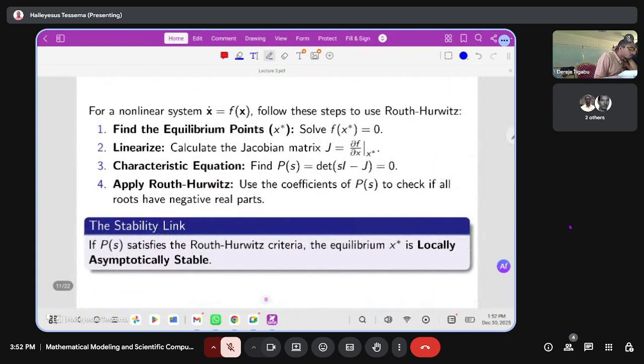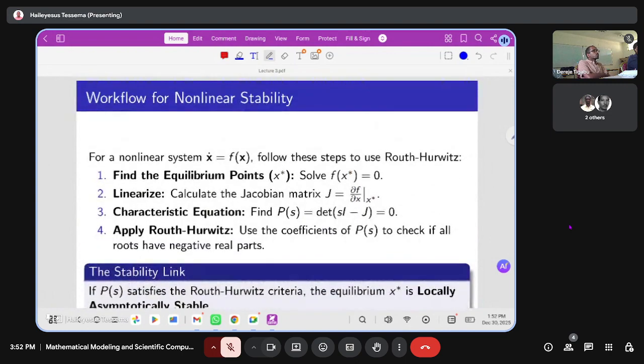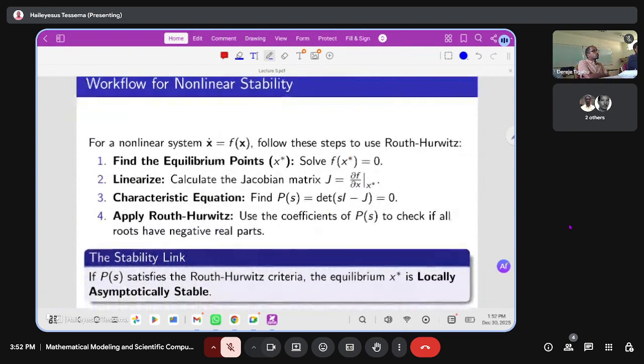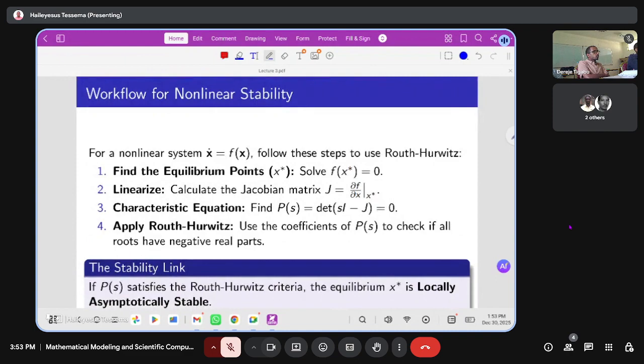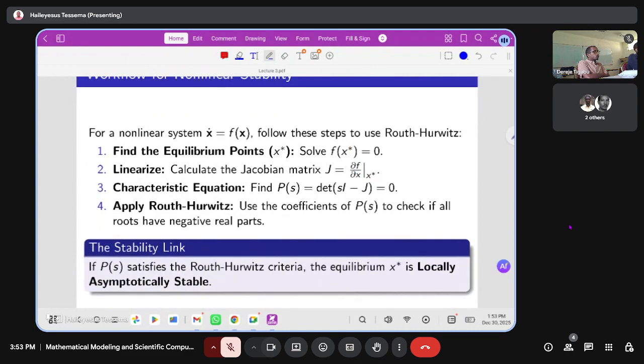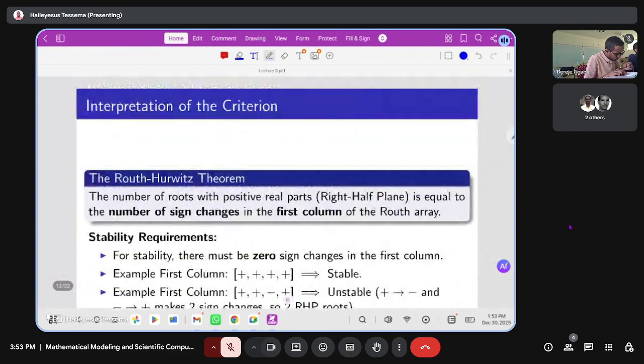So this is the workflow for applying the Routh criteria for a given Jacobian matrix or a given model. If the Routh criteria satisfies the property of local stability, then we can say the equilibrium point is locally asymptotically stable.